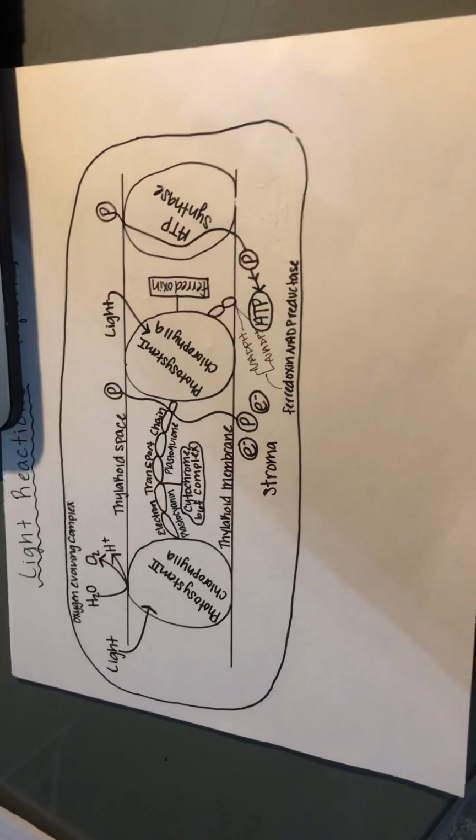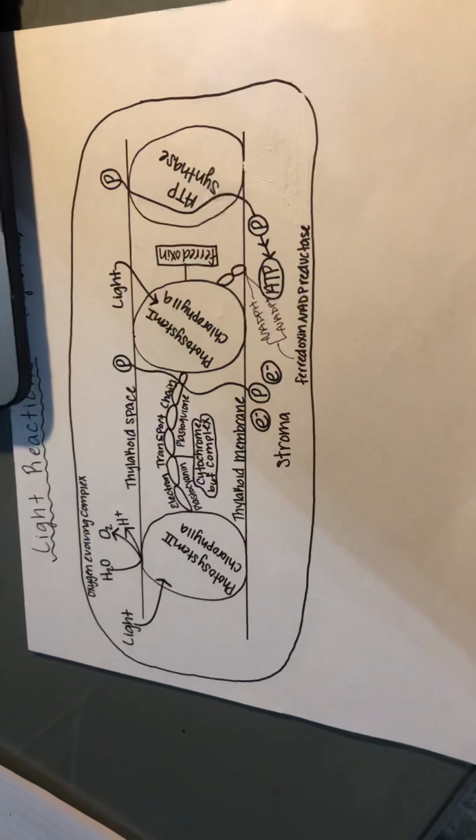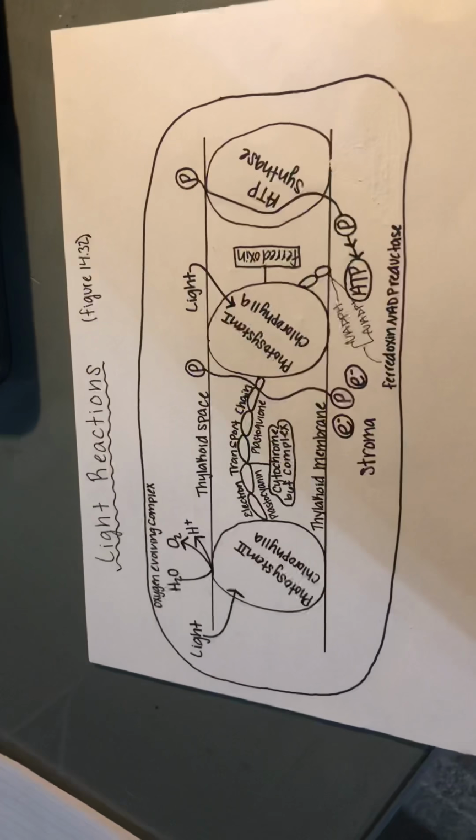And then, just a side note, the ATP and NADPH are both made in the stroma, and that pretty much wraps up the light reactions.